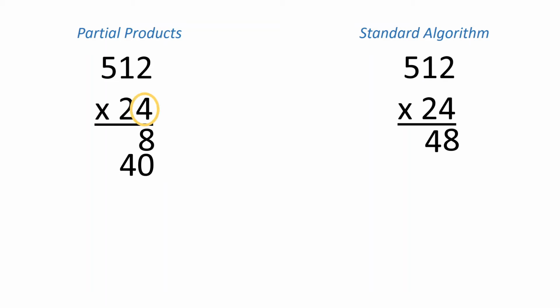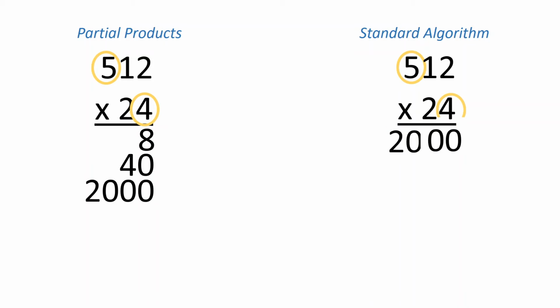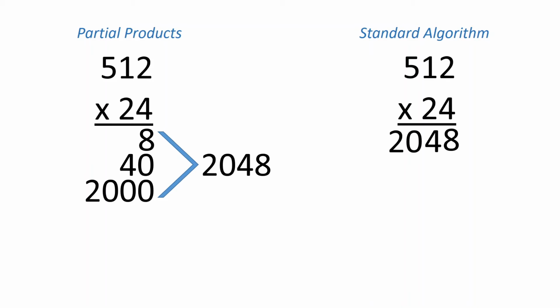Next, we multiply 4 times 5, but since the 5 is in the hundreds place, we are really multiplying 4 times 500, which is 2,000. We write 2,000 below. Here on the standard method, we multiply 4 times 5 to get 20, though as you can see, what we've actually written is 2,000. When I add the partial products I've done so far, I get 2,048, which is the same as the first partial product in the standard method.